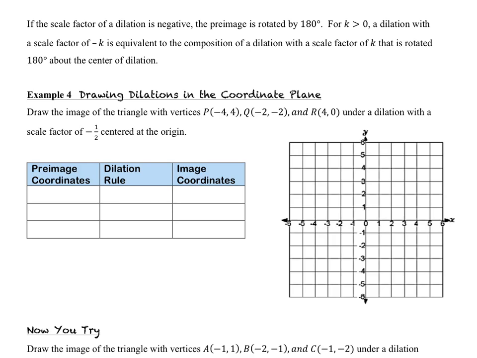Earlier we talked about scale factors being either greater than 1 or between 0 and 1, but if the scale factor of a dilation is negative, then the pre-image is rotated by 180 degrees. So we've got 2 different things going on. We've got a dilation going on, and we've got a rotation going on. So let's take a look at example 4, where we're going to use this information.